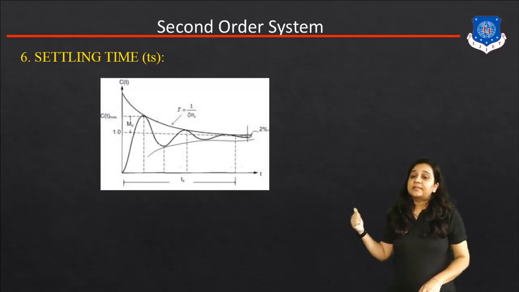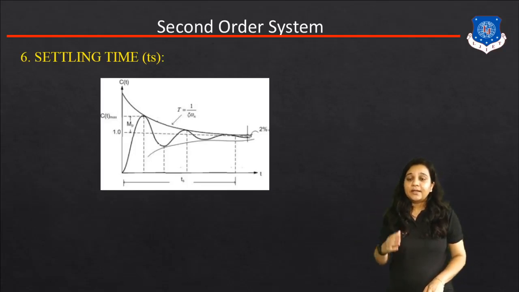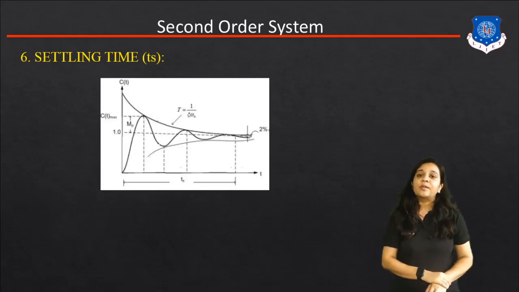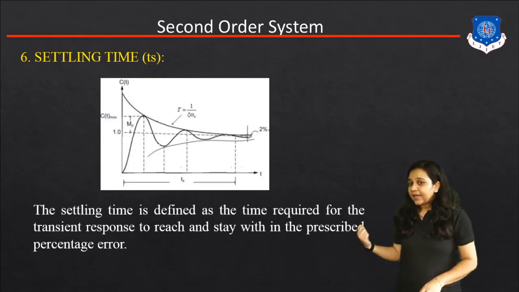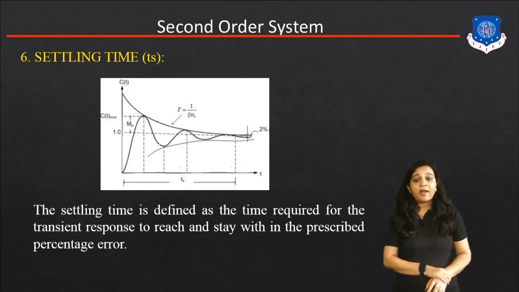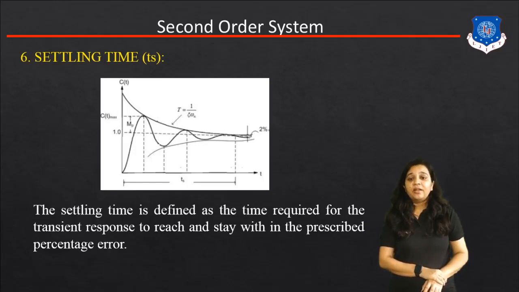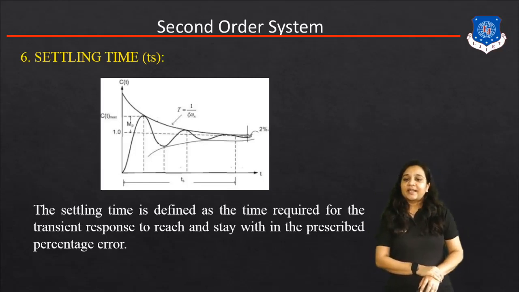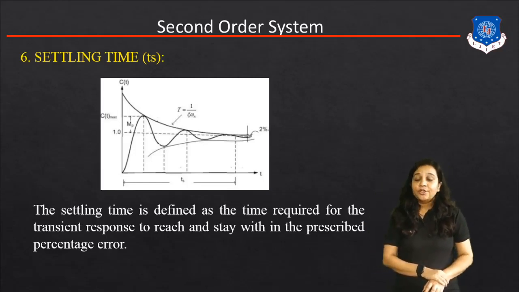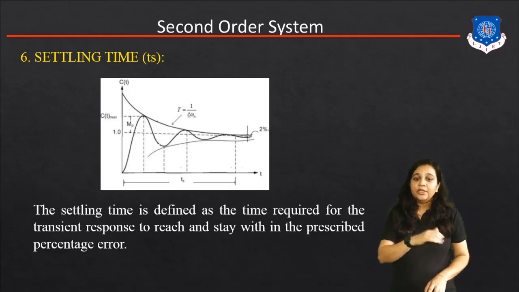So this is my settling time response. In the transient response, we can get the maximum peak overshoot. After some time, my response will be stable. The settling time is defined as the time required for the transient response to reach and stay within a prescribed percentage error. After some time my output will be steady. This time is known as the settling time.